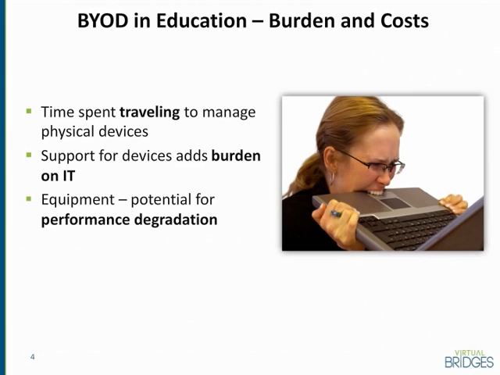Speaking of weighing the IT staff down, if you have a large campus, you're having to manage those devices by physically walking to them or running, depending on the scenario. The support for those devices can also add to that burden. The IT staff often has to be trained on them as well. So if the equipment is owned by the campus, then the degradation of the device can happen very quickly, especially if it's not a one-to-one scenario or if the equipment is shared.